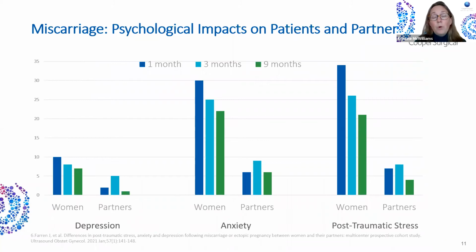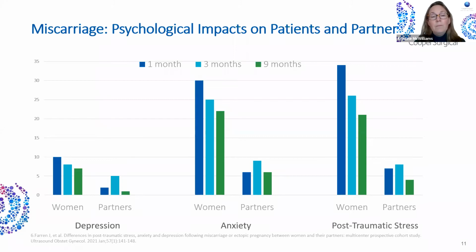This is further work from that same group out of the UK, and they've studied not just patients, but their partners, and have found that depression, anxiety, and post-traumatic stress are elevated, not just in the women who experience the miscarriage event, but their partners as well. For all of these, anxiety and post-traumatic stress sequelae do predominate over depression, and women that experience a miscarriage event are certainly more affected than their partners, but still there's a marked increase in both.